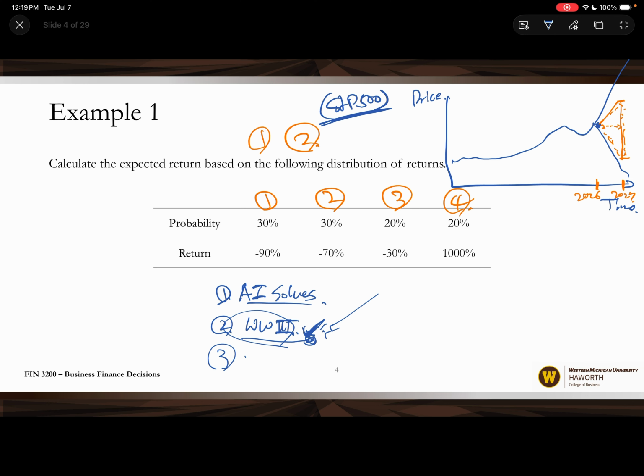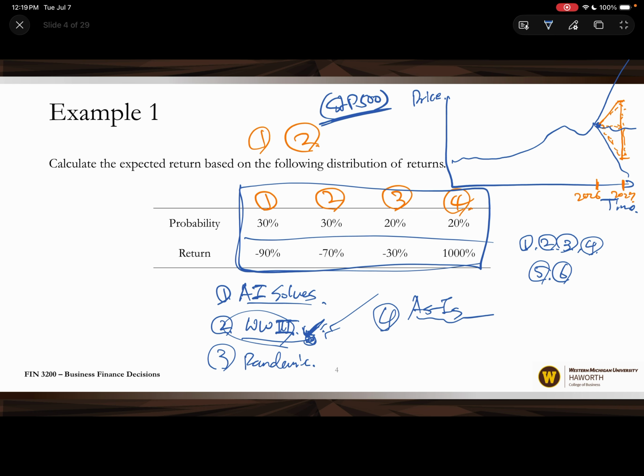There could be another pandemic, or it could be just a boring, as-is type of scenario. Things could just go sideways. Anything could happen, right? So what I'm trying to tell you is that there are almost infinite possibilities. Many different combinations of things could happen, right? So these simple scenarios don't really work in real life. We could try, but it's not realistic.